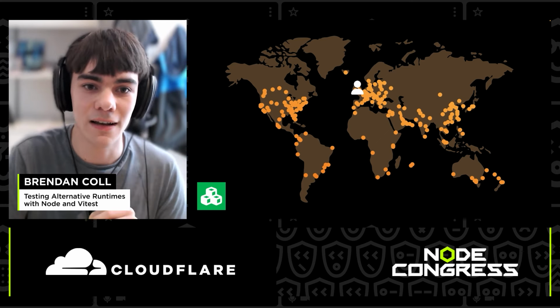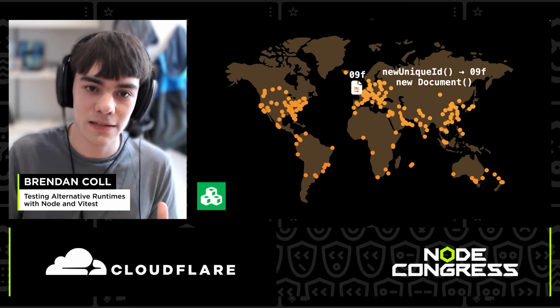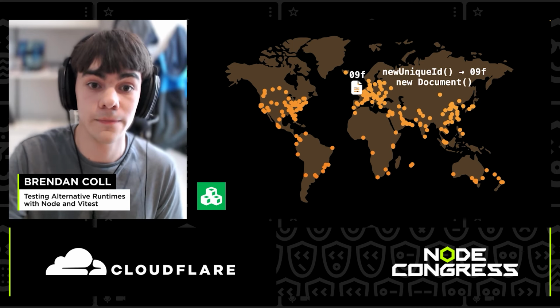And let's say I want to create a new document. I use the newUniqueId function to get a durable object ID, in this case 09f. Because I know this ID is unique, I know that no other object exists in the world with that ID. So I construct an instance of the class in the data center closest to me.